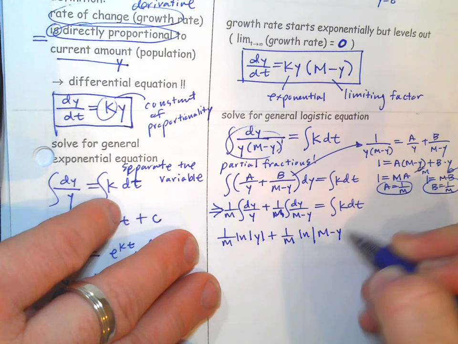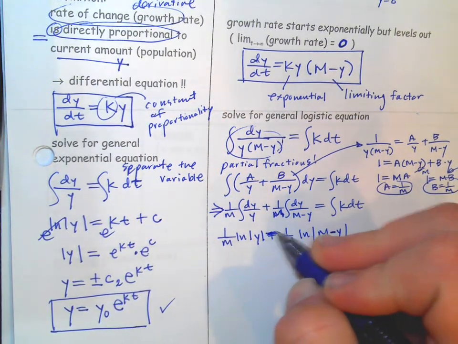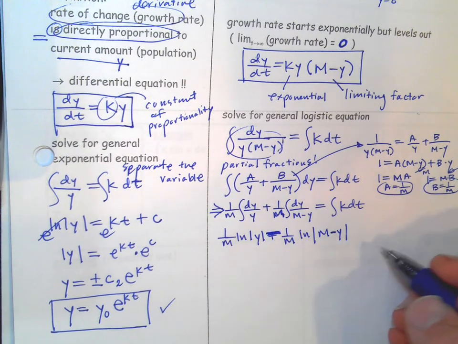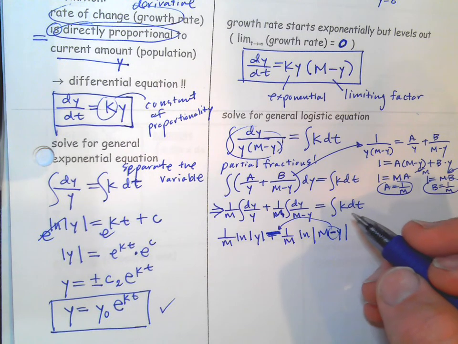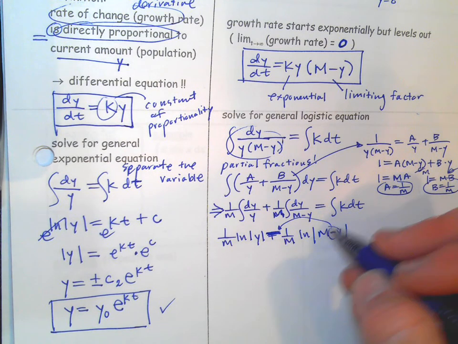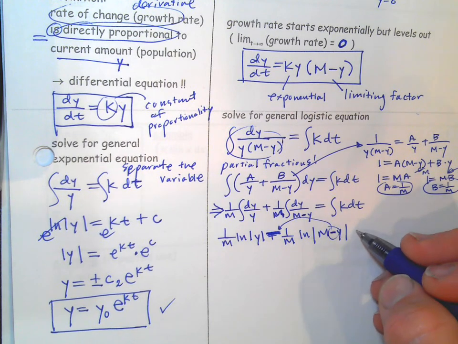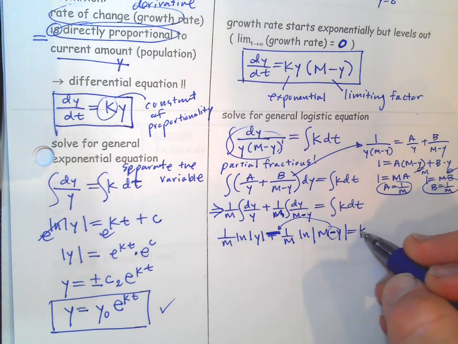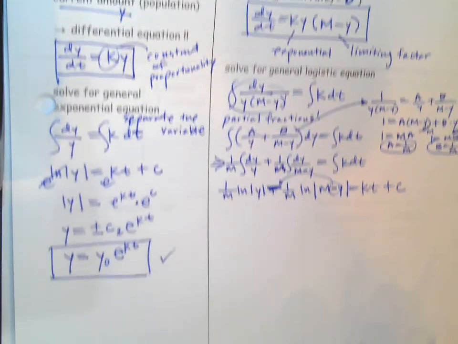Now be careful. There's an extra negative here. The chain rule is going to pop out, so we need an extra negative right here. That is an easy mistake people make on this test. Anytime, you just watch out for that minus. Okay, equals kt plus c. We only need c, plus c, on one side.